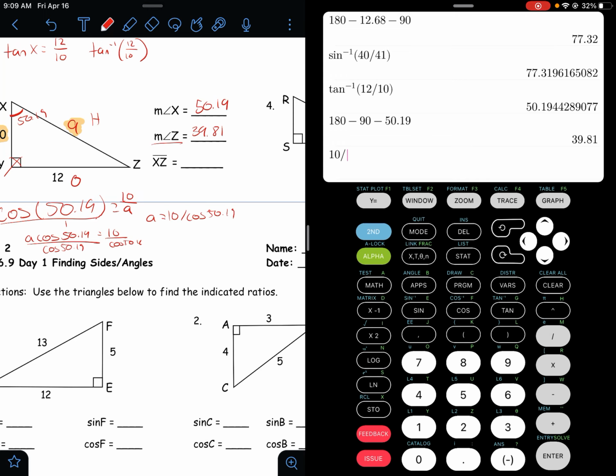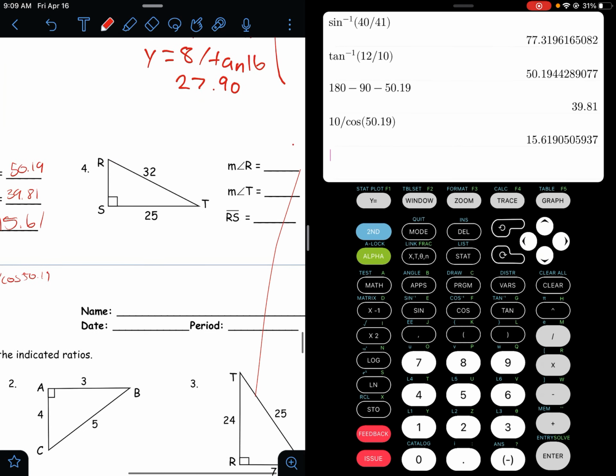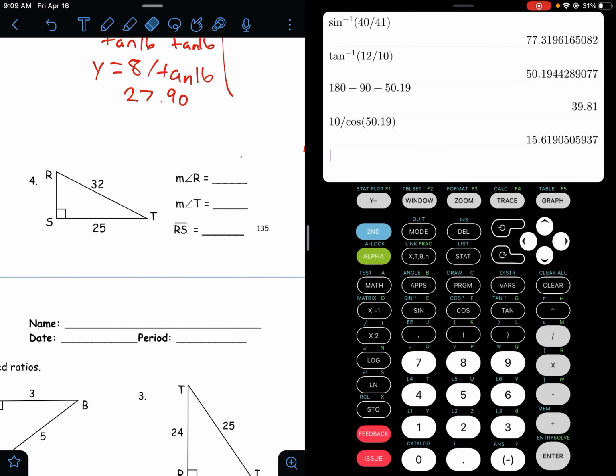So we could just plug that into our calculators: 10 divided by cosine 50.19. Go ahead and tell me what you get for that. You should get 15.61. Don't forget, when you're solving for the sides, you use the regular cosine function. All right, let's try this next one.